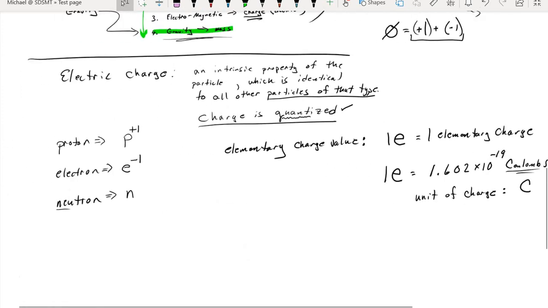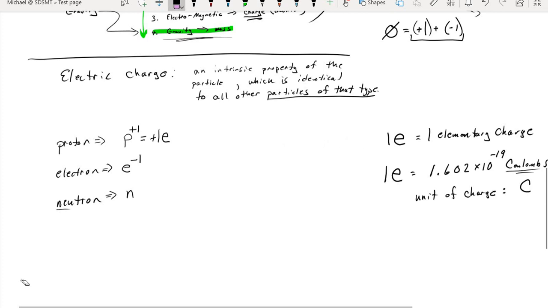And so now if we come back over to our list of particles, our proton has a positive 1 charge, and so that means that we would have positive 1 elementary charges associated with that proton. And I'm going to get rid of this stuff here so I have a little bit more room to write, which is equal to positive 1.602 times 10 to the minus 19 coulombs.